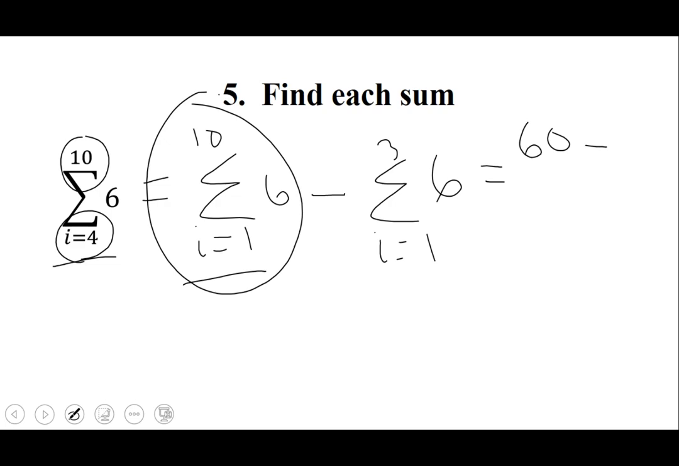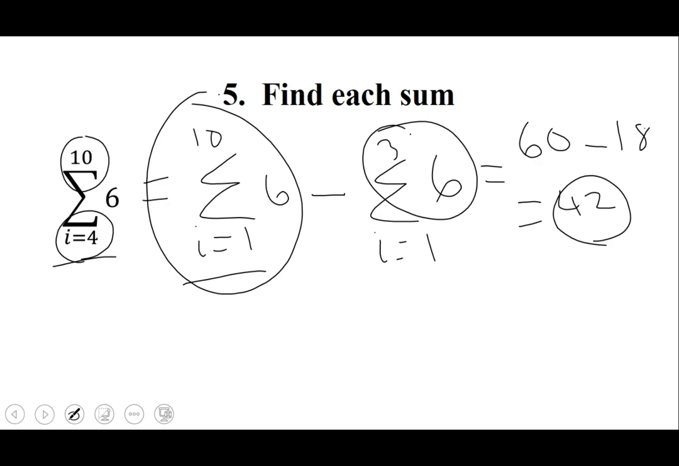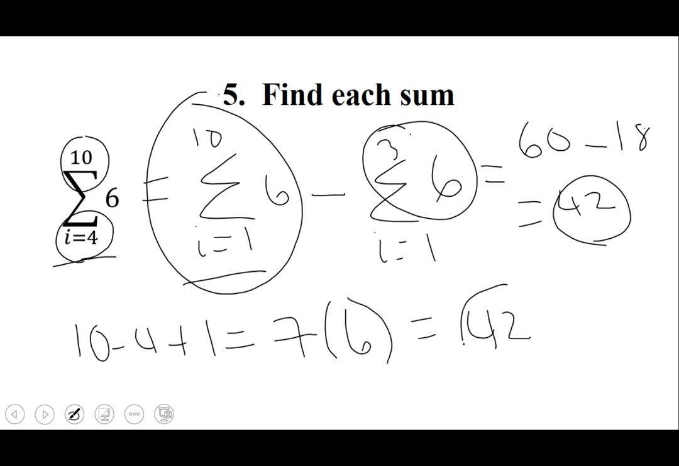Then you're going to subtract the second summation, which would be 3 times 6, which would be 18. So that is going to give you a total sum of 42. Another way that you could do this is to look at the problem and realize that 10 minus 4 plus 1 is equal to 7, which means you are adding up 7 terms. Each of those terms is 6, and 7 times 6 is still 42.